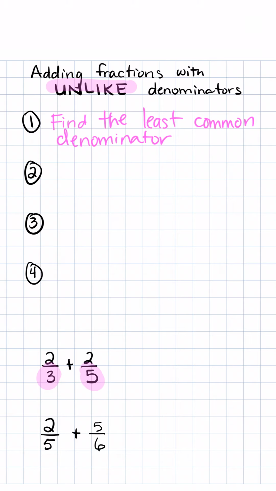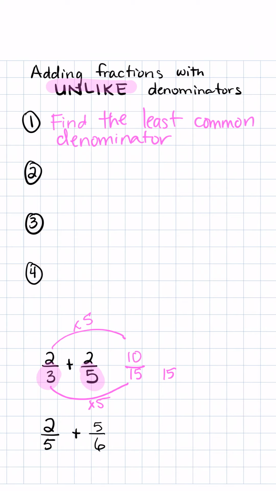So 5, 3 can't go into 5. 5 times 2 is 10. 3 can't go into 10. 5 times 3 is 15. So we have 15 and 15. 3 times 5 is 15. Whatever we do to the bottom, we have to do to the top.